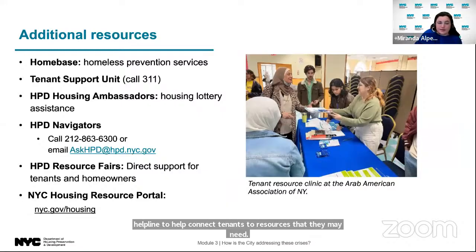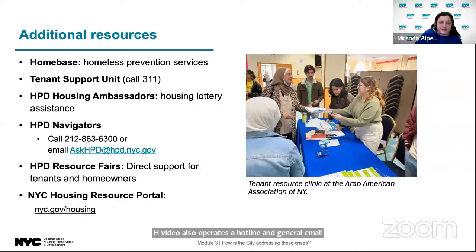HPD also operates a hotline and general email account to help direct people with housing issues to the right HPD program. We also partner with communities to host resource fairs that offer direct support to tenants and homeowners. And there are a lot of other housing resources out there. The New York City Housing Resource Portal is an online repository to help New Yorkers locate the help that they need.